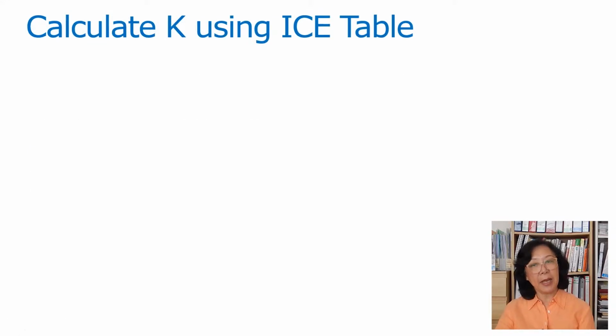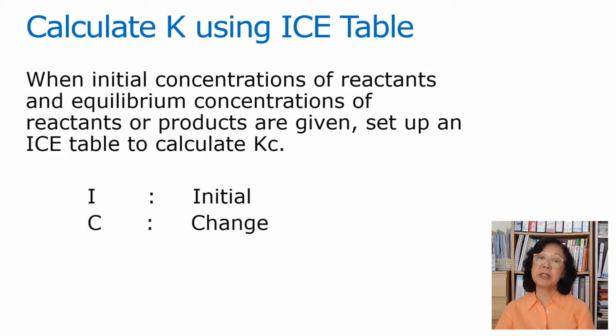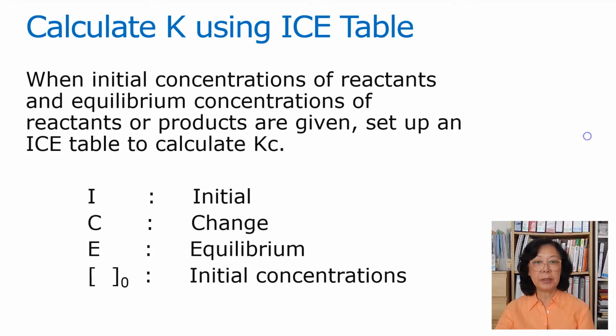When we calculate K, we often set up an ICE table. You might have heard of that before from your teacher. The I represents the initial concentration of the reactants or products given. The C represents change, and E represents equilibrium. And then we use a little bracket with a subscript of 0, meaning initial concentration at time 0.